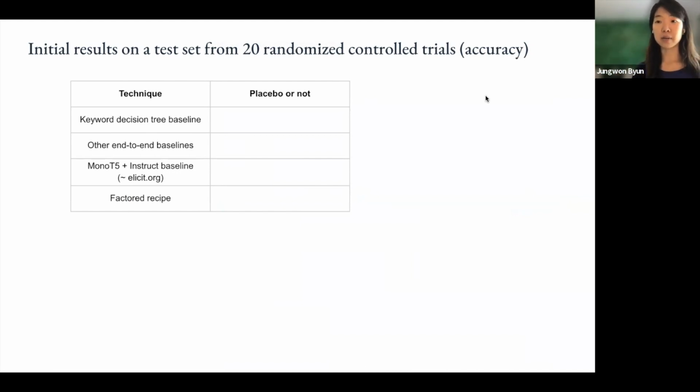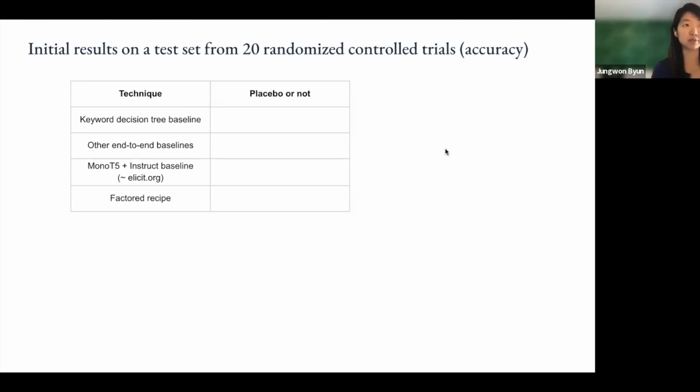There are 20 randomized control trials, or 20 different papers, that we evaluated this work on. And we compared this factored recipe to a couple of other baselines. The first one was the simplest possible one we could think of: a keyword decision tree baseline. Basically, just Control F for relevant keywords in the paper, like placebo. If it exists, say there was a placebo. If it doesn't exist, say there was no placebo. This is a good sense check to see what the simplest possible way you could solve this task is, and to make sure we're actually meaningfully improving upon that.